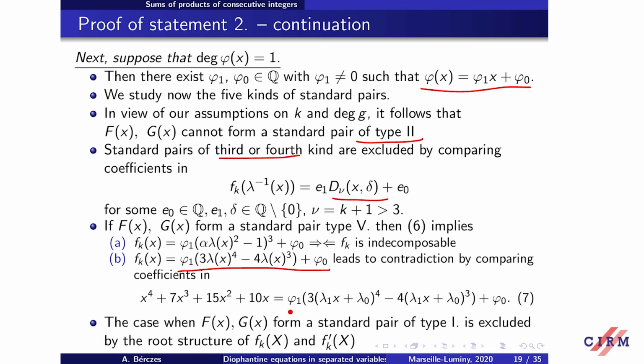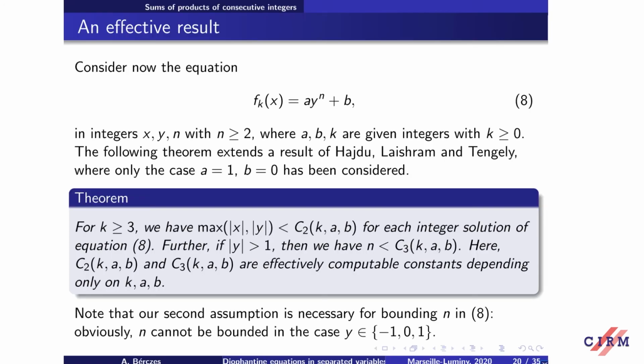And in this case, we just compare coefficients again, and after comparing the coefficients, we get a contradiction. In the case of the first type, again, the root structure of f_k(x) and the derivative of f_k(x) prove that such standard pairs are impossible. Of course, here we have some lengthier computation, which I have no time to show, but this is the flavor of the proof.